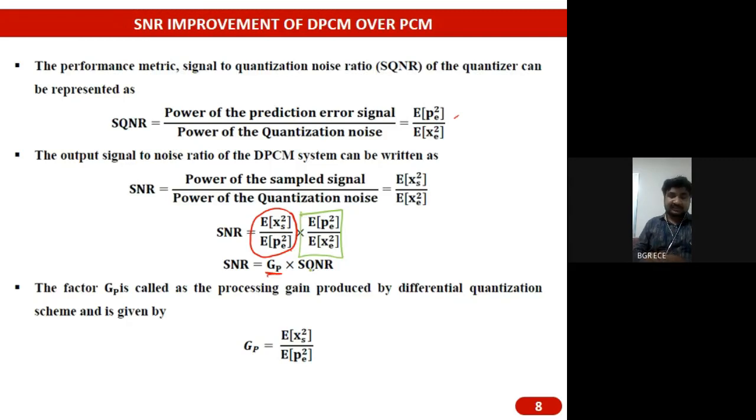As the processing gain is directly proportional to the power of the sampled signal and inversely proportional to the power of the prediction error, and we cannot do anything about the power of the input signal, we can only reduce the power of the prediction error by increasing the number of taps in the prediction filter. In that way, this processing gain can be improved.